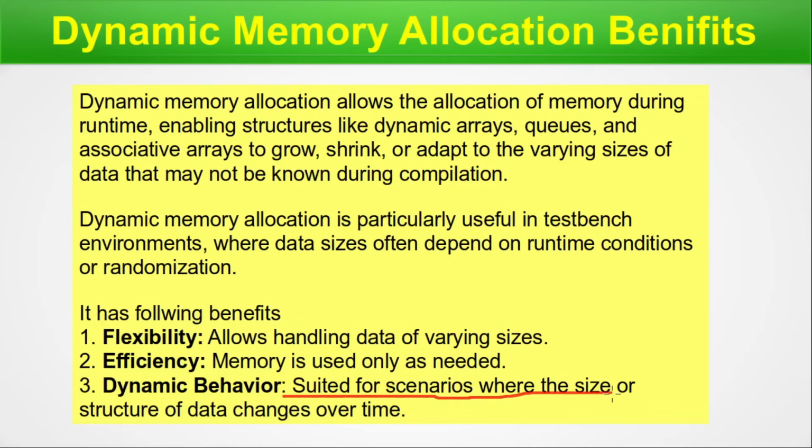Dynamic behavior: suited for scenarios where the size or the structure of data changes over time. During the verification execution, there could be different sets of data packets coming in the TX/RX zone. So in that case, the size of the packet might change. Dynamic memory allocation helps to deal with those scenarios, which are very realistic. These benefits directly translate to scalable verification where test benches adapt to runtime conditions without hard coding the limits. So let's move on to the next slide.